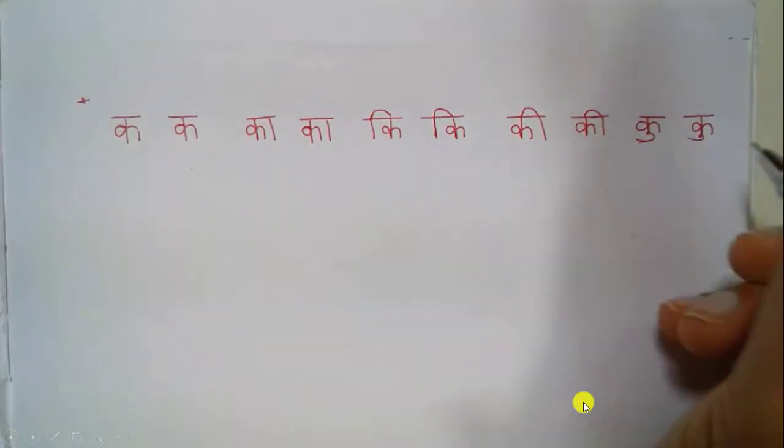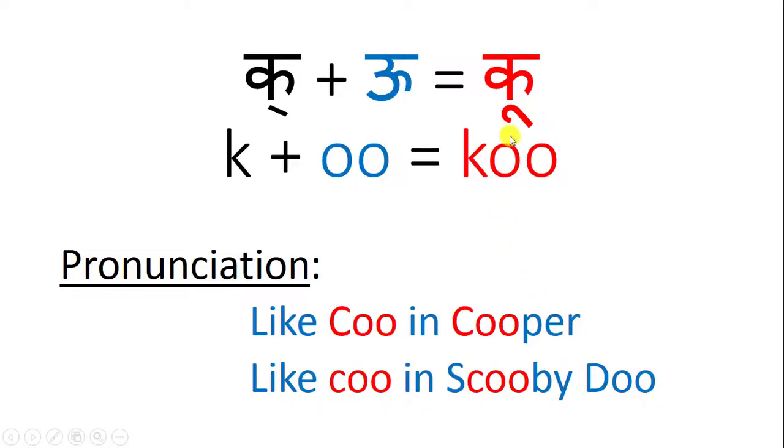This is ku. Next is ku, the dragged, longer version of the previous sound. Ku. You get this sound when you add k to u. K plus u equals ku.